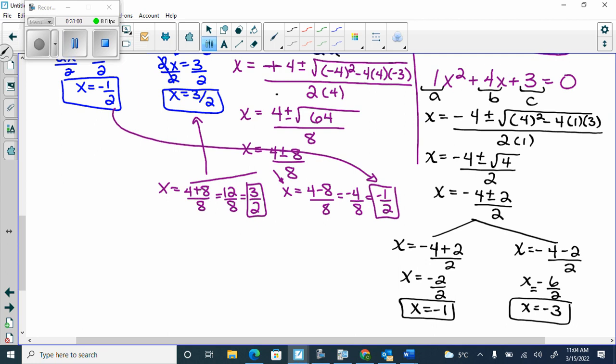Now you have to take out some paper because we're going to do discriminant. Discriminant. Nature of the roots.